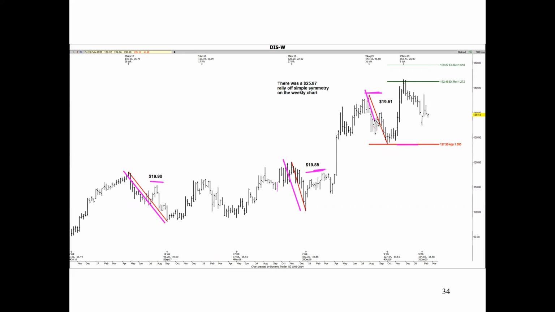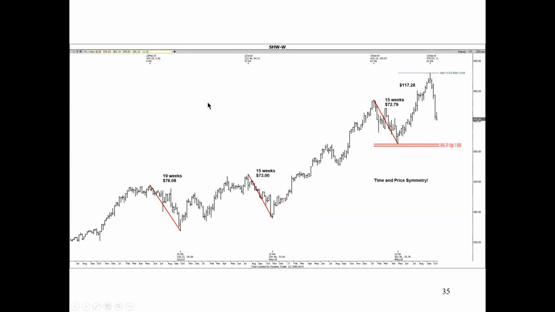This decline was very similar to the others. It was not a perfect hit, but it was close enough as far as support. It held and it met target number 1. That was a rally of $25.87. And again, pretty much based off of simple symmetry. All right, here's another example.